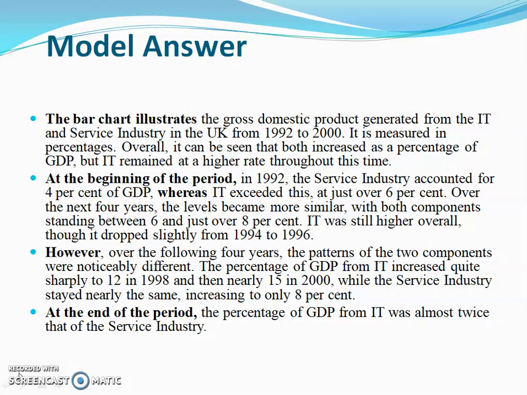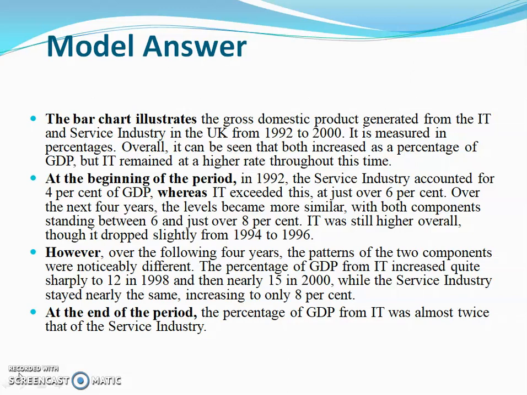The bar chart illustrates the gross domestic product generated from the IT and service industry in the UK from 1992 to 2000. It is measured in percentages. Overall, it can be seen that both increased as a percentage of GDP, but IT remained at a higher rate throughout this time. Now, this is the opening paragraph. The next thing is the body paragraph.